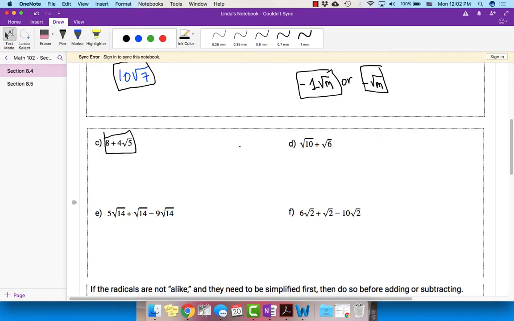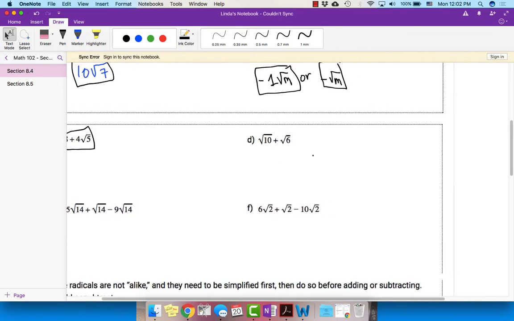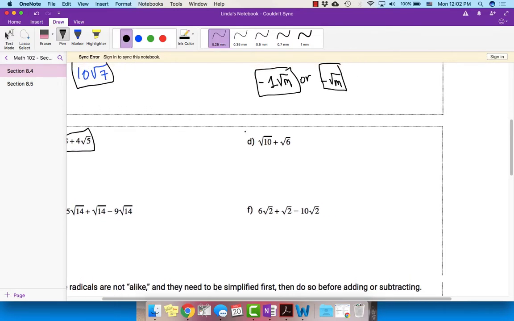In example D, you notice that you have a square root of 10 and square root of 6. One way is to see if you can simplify any of the radicals to end up having the same radicand. Well, you can't really simplify the 10 because there's no square number multiplying another number that is equal to 10. So technically, this is already simplified as well, and you can't really add them.